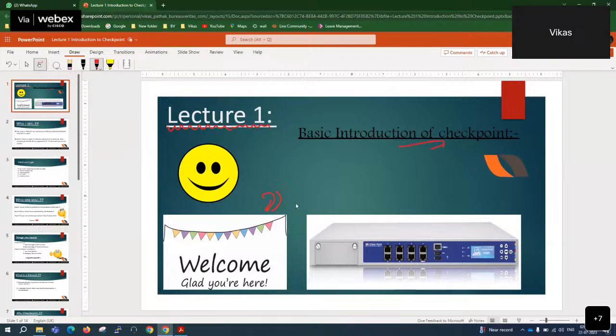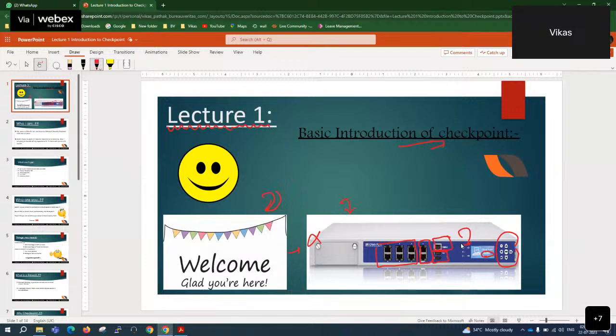You all are very welcome. This is a real-time box of Checkpoint, and this is the 4600. This box is discontinued now, but this box is available in the market. You will have certain LAN ports, some WAN ports, a console port, a USB port, some navigation buttons, and some LEDs. All right. This is how the 4600 box looked.